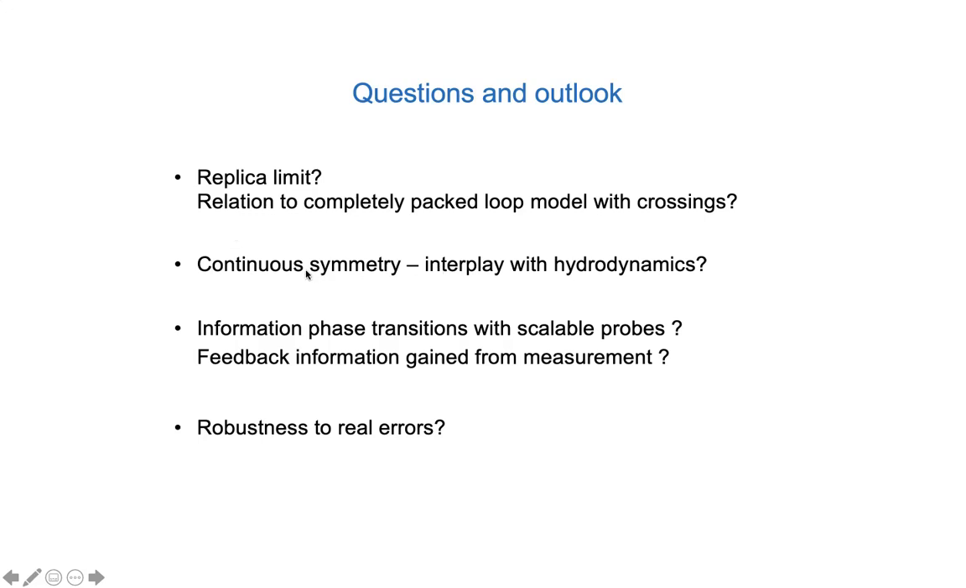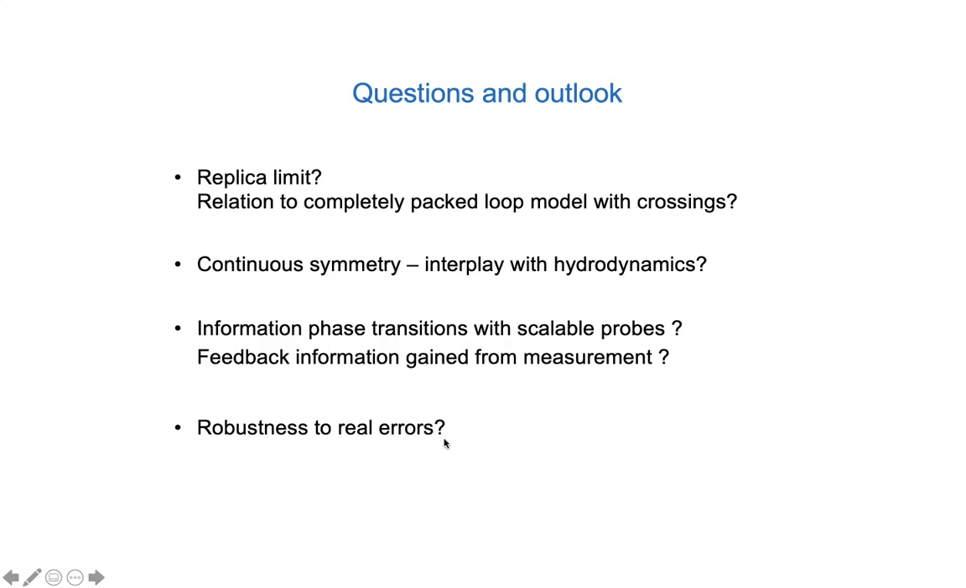I only showed you systems with Z2 symmetry. How does continuous symmetry behave here? What is the interplay between this information flow and actual hydrodynamics of conserved quantities? The phase transitions I showed you now require us to have knowledge of particular trajectories. And in order to use this knowledge, we have to post-select. And the question is whether we can do something without post-selection. For example, can we trade post-selection for feedback on the system, which is sort of like more active error correction, and in this case, not need to post-select so much.